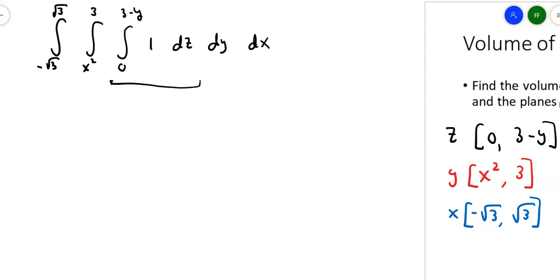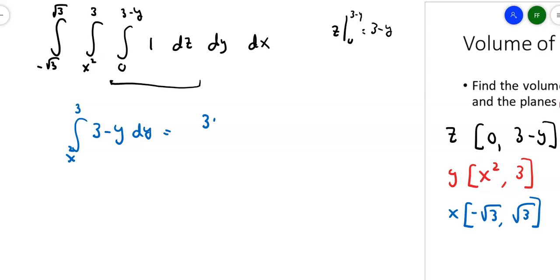Because I'll get z evaluated at 3 minus y and at 0, which is 3 minus y. Great. Now let's do the integration with respect to y. So now I'm going to integrate from x squared to 3 of 3 minus y with respect to y. That will give me what?